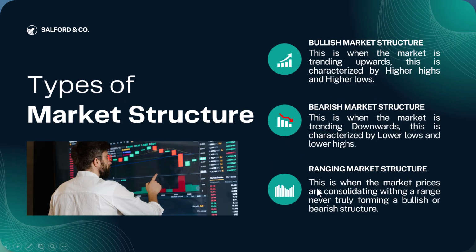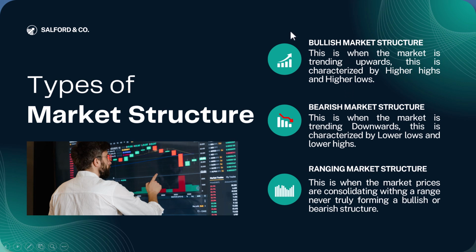So, types of market structure. Now, we have a bullish market structure, a bearish market structure, and a ranging market structure. For the bullish and bearish, we classify them as trending market structure, right? Because it's either trending bullishly or trending bearishly. That's either an uptrend or a downtrend. Whereas a ranging market structure is the opposite of them.